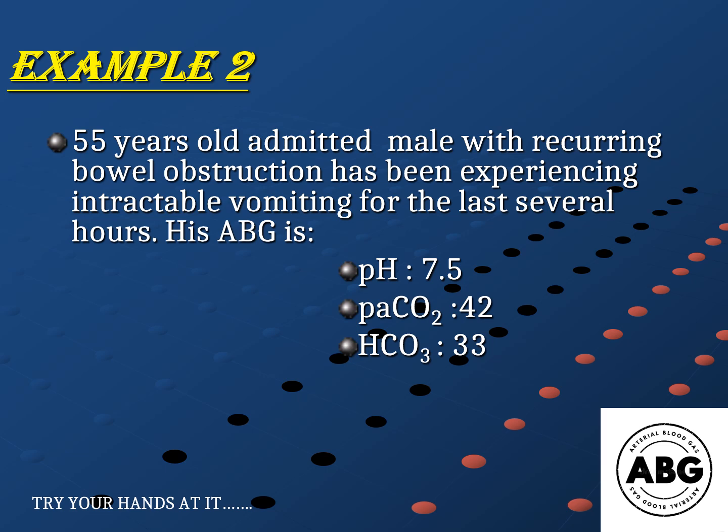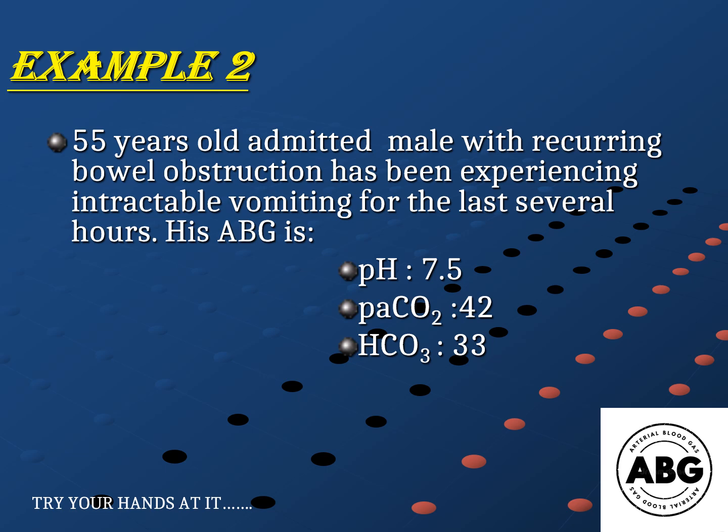Example 2. A 55-year-old admitted male with recurring bowel obstruction has been experiencing intractable vomiting for the last several hours. His ABG is pH 7.5, PaCO2 42, HCO3 33. Try your hand at it.